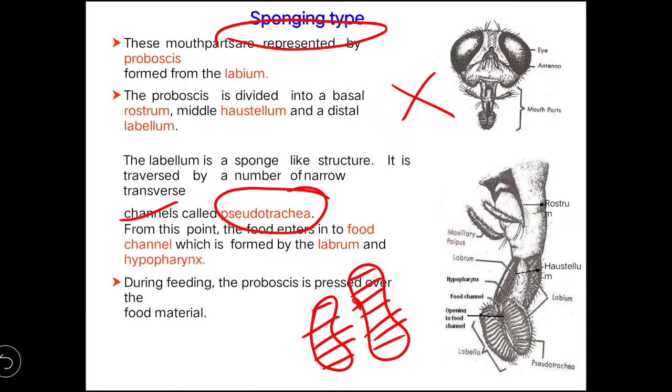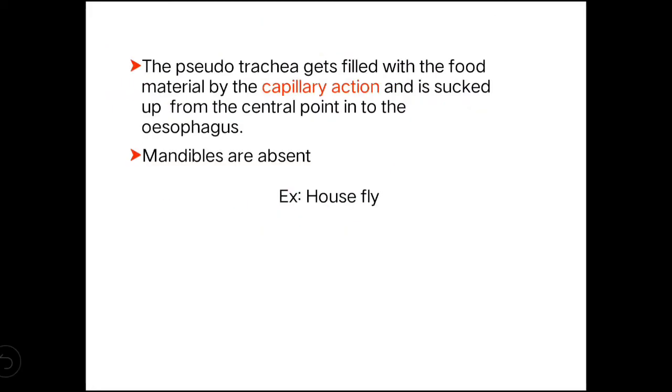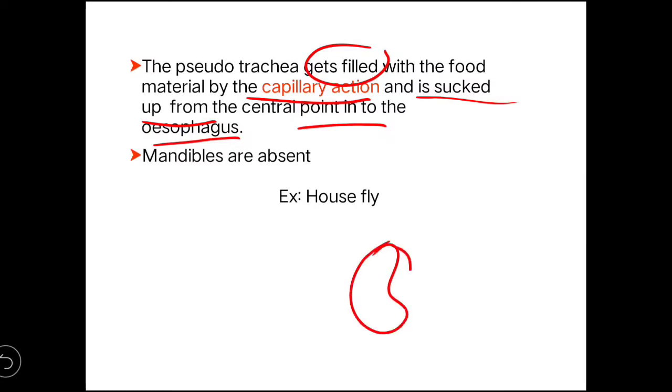So from this point the food will enter into the food canal, which is formed by the labrum and hypopharynx. From this pseudotrachea the food will enter into the food channel. Next, the pseudotrachea gets filled with food material by capillary action, and it is sucked up from the central point of the esophagus. When the food fills inside this pseudotrachea due to capillary action, it will enter into the esophagus.